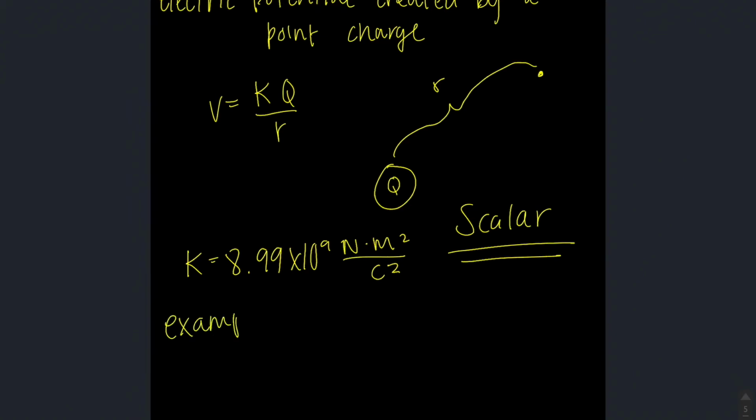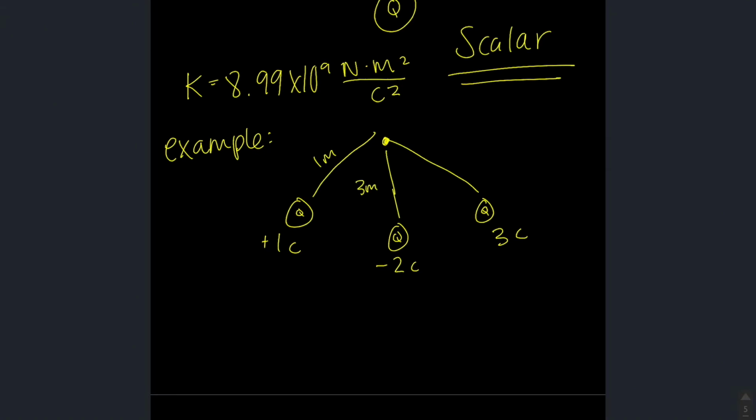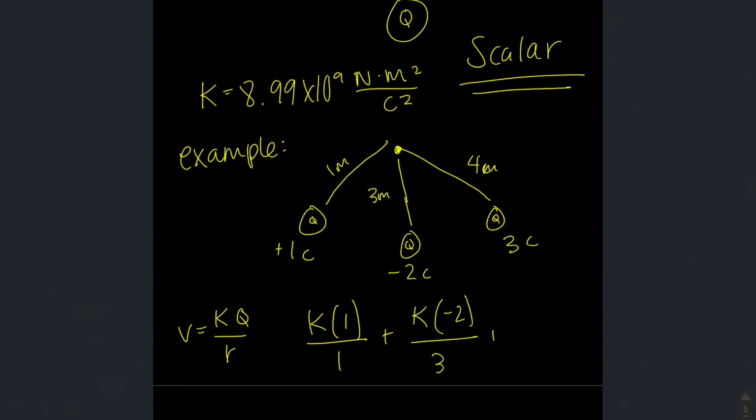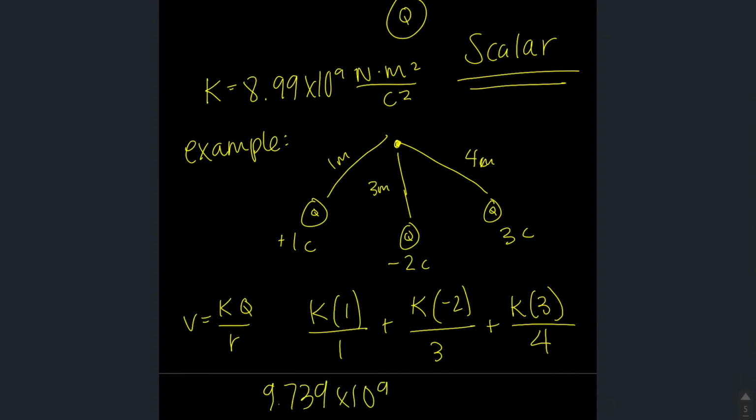Let's do an example problem. Let's start with finding a reference point, which will be labeled by this dot that we've created, and 3 charges separate from this reference point. So we'll have 3 coulombs, negative 2 coulombs, 1 coulomb, 1 meter away from the reference point, 3 meters, and 4 meters. With this, you just add the electric potentials of each charge. So K times 1 coulomb over 1 meter, K times negative 2 coulombs over 3 meters, then K times 3 coulombs over 4 meters. This will get you an electric potential value of 9.739 times 10 to the 9th volts.